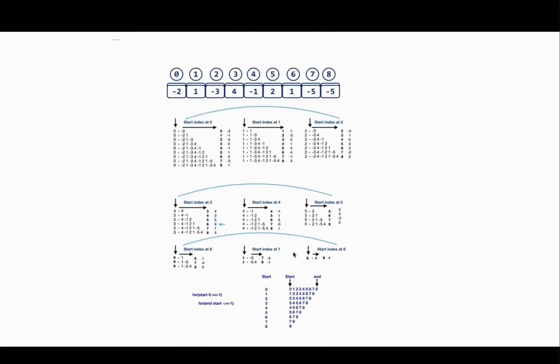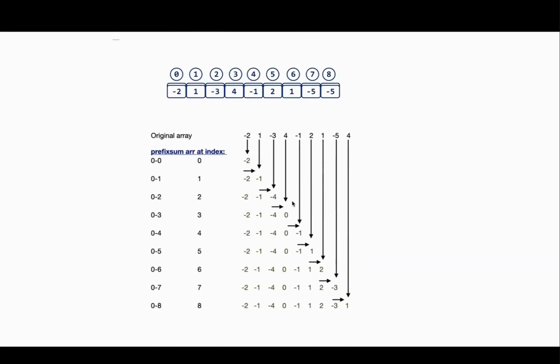If we solve this question with the prefix sum approach, the time complexity will be O of n square. So let's understand this. This is the original array, and we have to compute the prefix sum array first. The first element of the prefix sum will be the same as the first element of our original array. So prefix sum of 0 index will be -2 only.